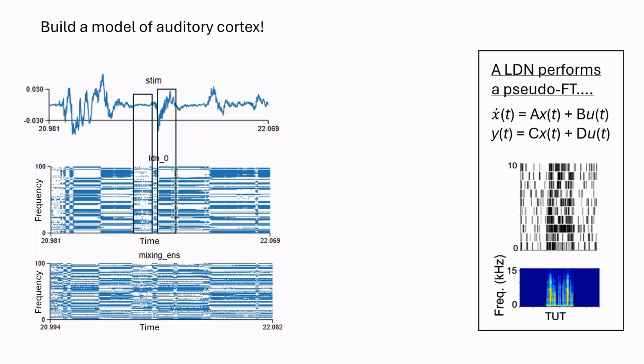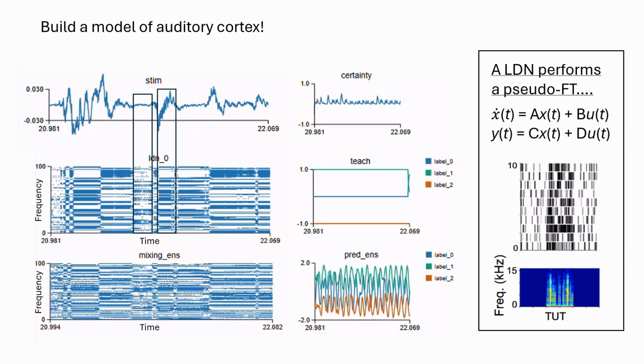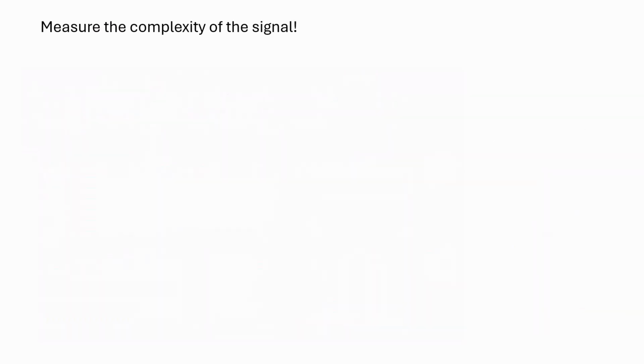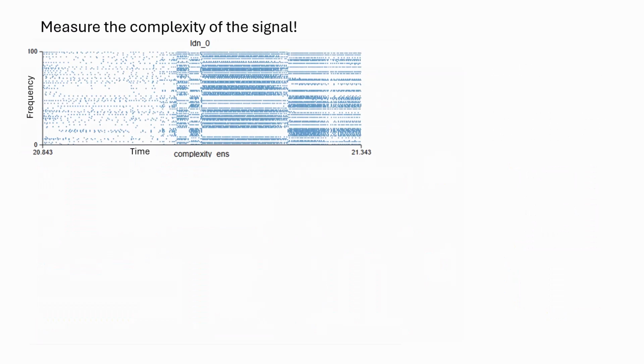And it's important to note that the Legendre delay network is performing a pseudo Fourier transform. And so this is allowing us to predict with some level of certainty, with very high uncertainty, which bird species is making that call. So to do better, we can measure the complexity of the signal. And so again, when there's no bird call happening, when there's just ambient noise in the environment, we have something close to a random uniform distribution. But when there's a bird call, we see this very ordered spiking activity across the frequency tuned neural population.